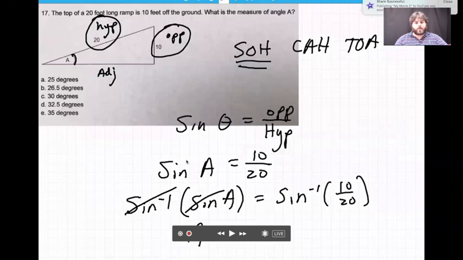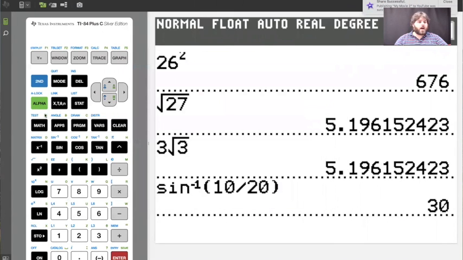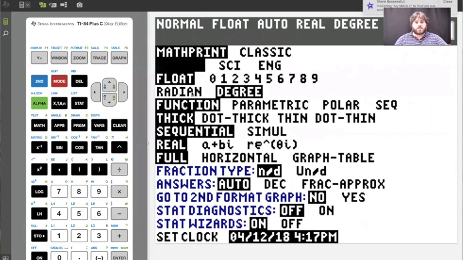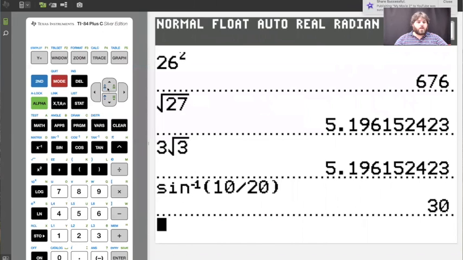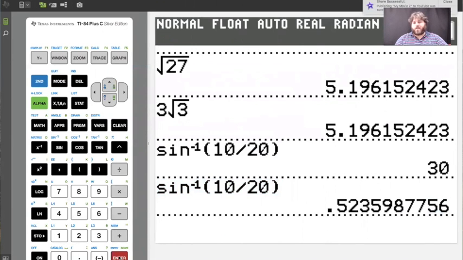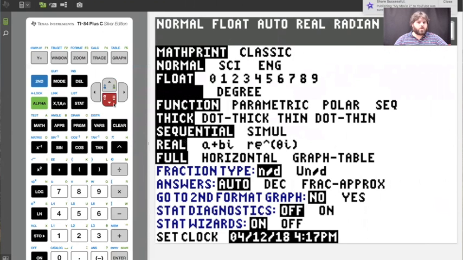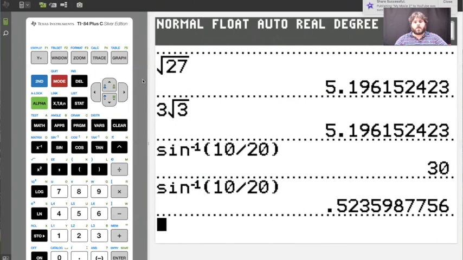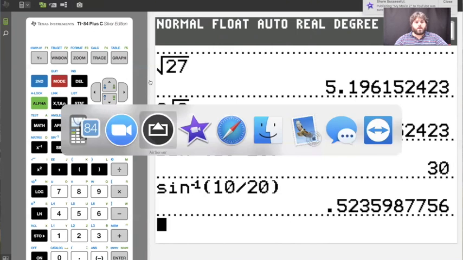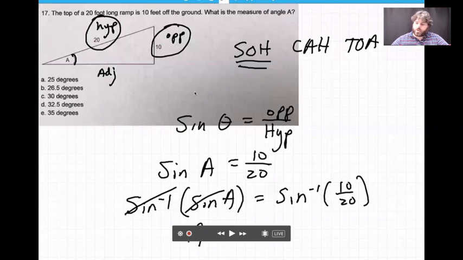Also, don't forget, if you're not in the right mode, it's not going to say 30 degrees. It's going to give you radians. I'll just show you what that would do. If I were to do sine of 10 over 20, it's going to be this 0.52. It's a radian measure, but it doesn't really help us when we're talking about degrees. So always make sure you're in degree mode when we're doing these kind of problems. Keep you out of trouble. All right, so the answer is 30. And we can see that our answer choice C is correct.